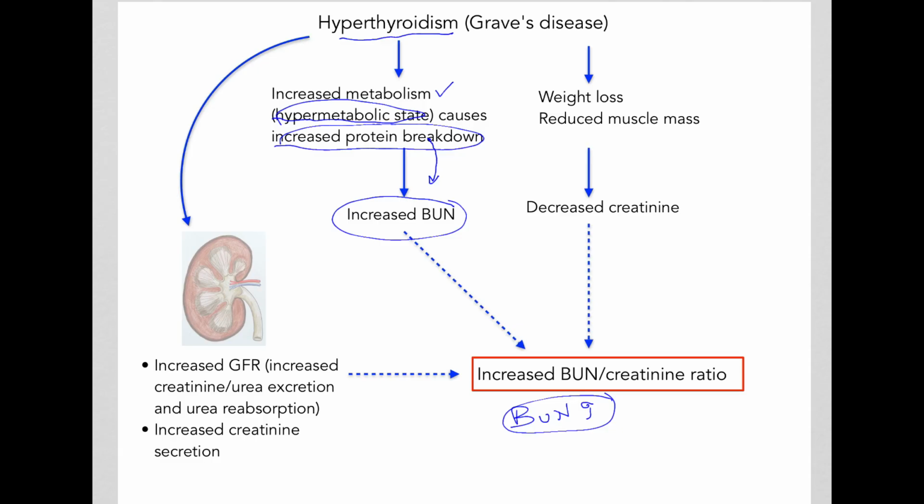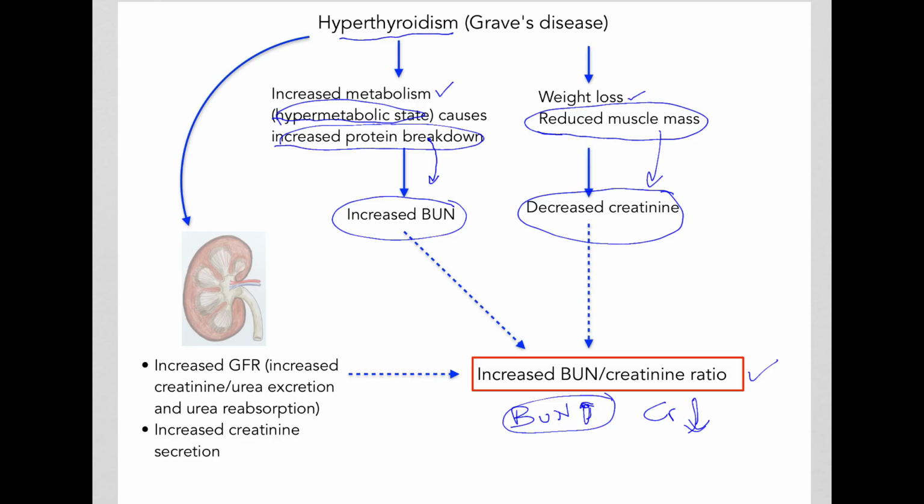Now, patients with Graves' disease, because of the high metabolic state and a lot of protein breakdown, tend to be thinner people, with weight loss, and they have much lower muscle mass. Okay, very low muscle mass, and that means less creatinine is being produced because there's less muscle. So the creatinine is going to go down. Okay, so BUN goes up, creatinine goes down, and that leads to an increased BUN creatinine ratio.